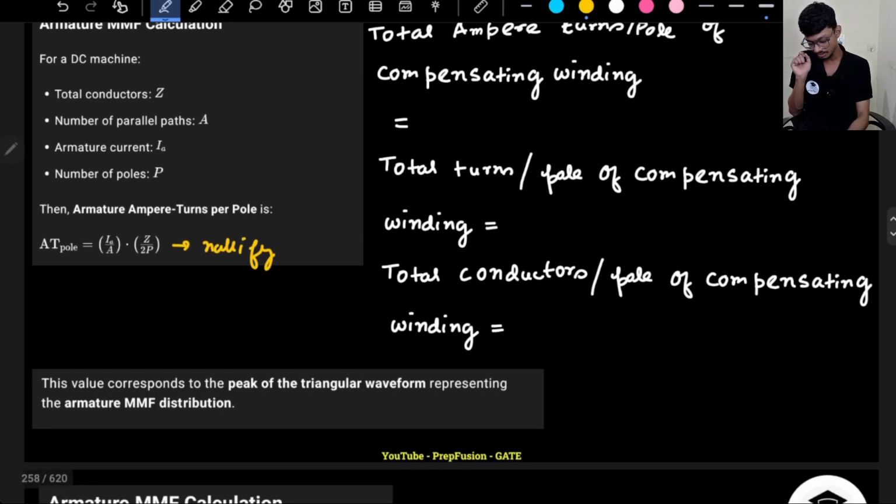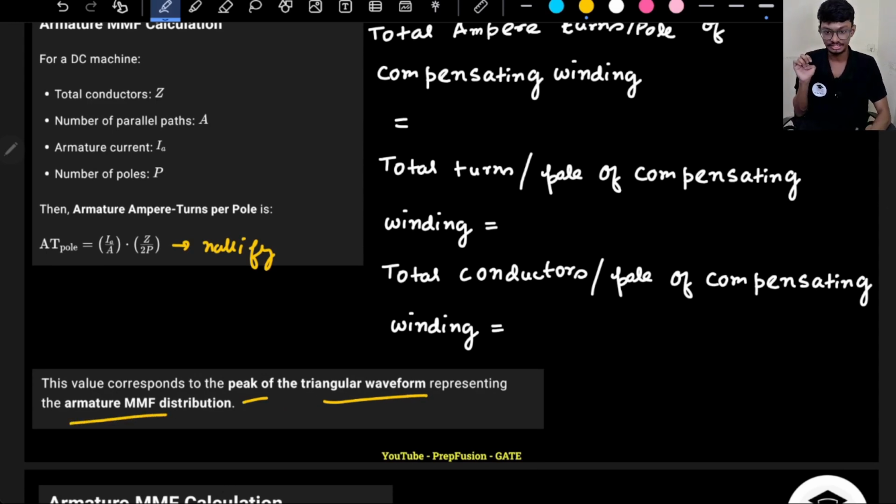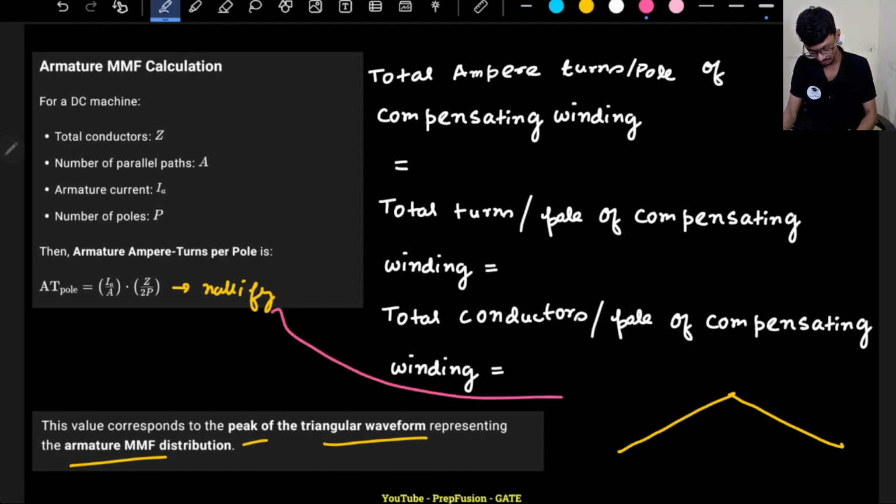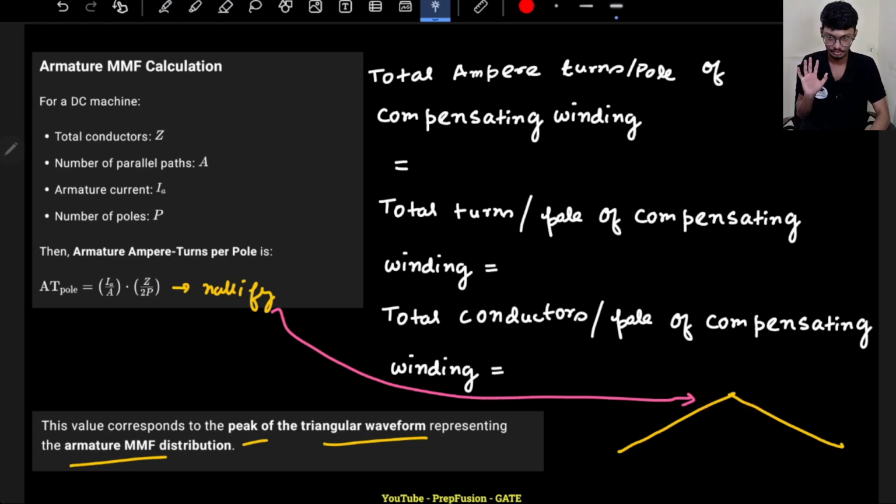Now, this also corresponds to the peak of the triangular waveform representing the armature MMF distribution. If you remember, the armature MMF was something like this, right? So this value, whatever we have derived, is the peak value, because at max this is the maximum MMF that the armature can actually produce. So if I can nullify the maximum MMF, then ultimately armature reaction will be nullified. Now how will I nullify this? I can nullify this with compensating winding.